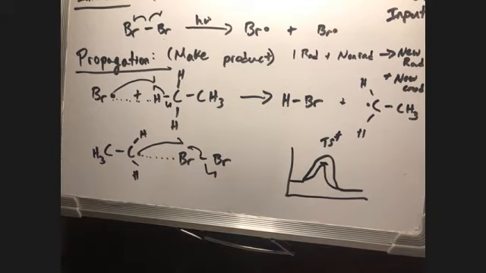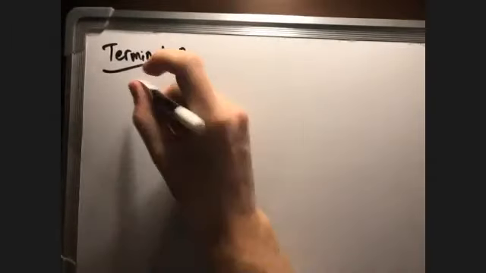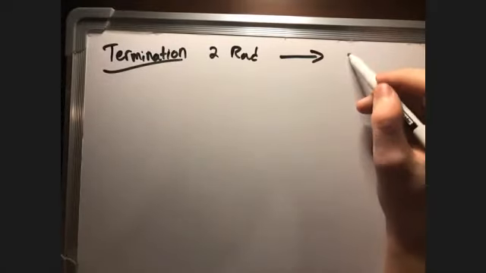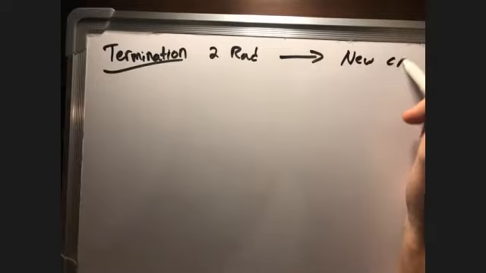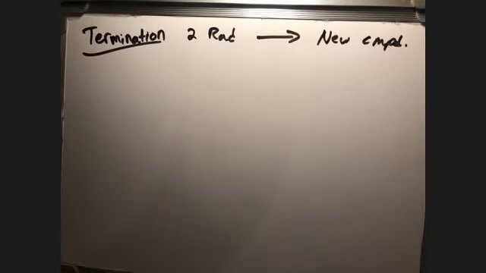All right, so now the termination steps are the opposite of initiation, which makes sense, right? Based on what the words mean. So termination steps take two radicals and form a new compound, a non-radical compound. And by new, I just mean not what the radicals were, because this could be a reoccurring thing where you regenerate like a starting material, for instance.